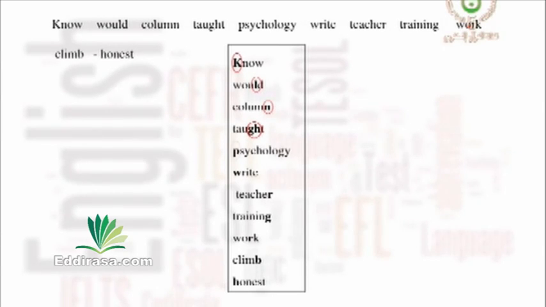Next word, psychology. The P is silent. Right. The W is silent. Teacher. The R is silent. It's always silent at the end of the word. Training. The G is silent. Final ing, we cannot hear the final G. Work. The R is silent. And the last word, the one before last, climb. The B is silent. And honest, the H is silent.